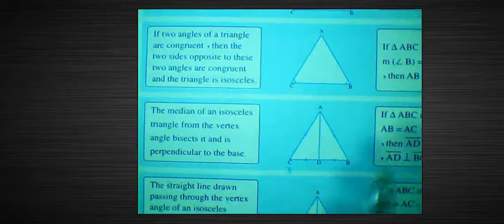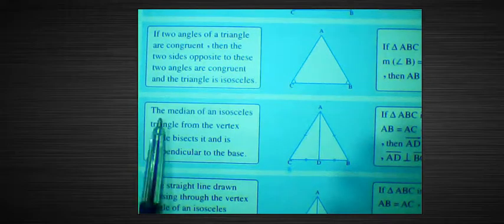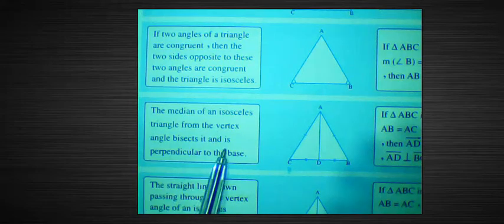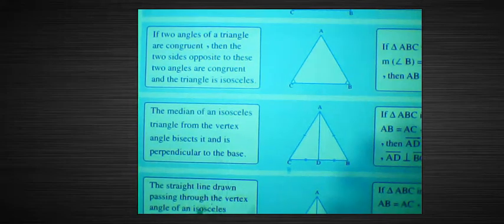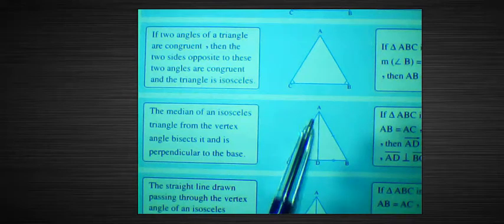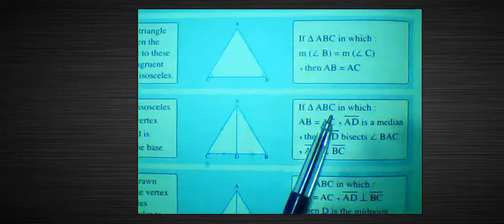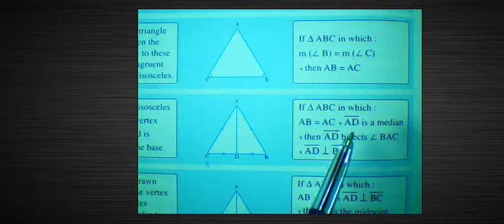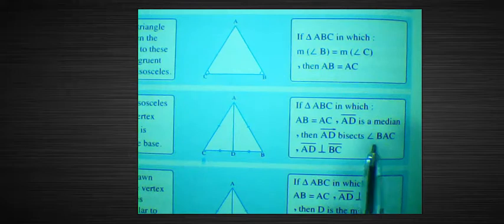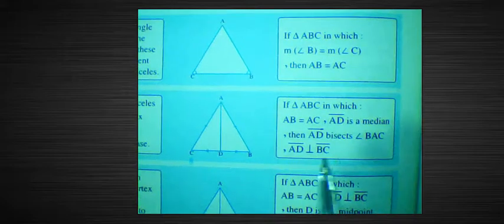طيب بعد كده بنتكلم بقى properties مهم جدا. The median of an isosceles triangle from the vertex angle bisects it and is perpendicular to the base. يعني يا أولاد بيكون الميديان اللي عندي ده بيعمل ايه؟ بايسكت. خدوا بالكم بايسكت الفيرتكس ويكون perpendicular للايه؟ the base. If ABC triangle in which AB equal AC and AD is a median, then هنستنتج ان ال AD ray bisects measure of angle BAC and AD perpendicular BC.